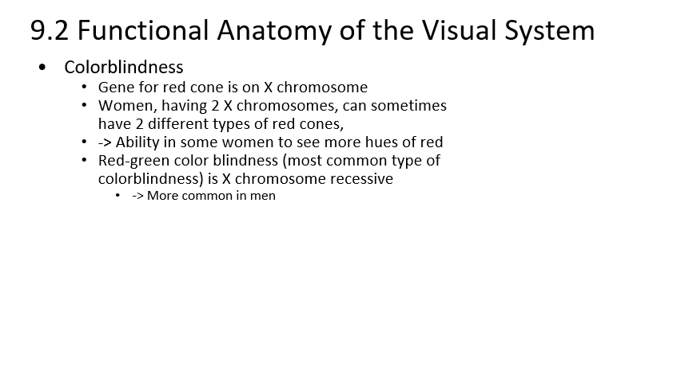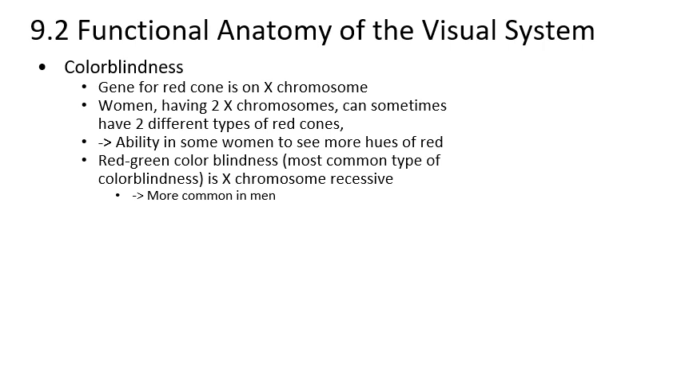So color blindness is something we're going to talk about later as well, but there's a gene for red cones on the X chromosome. So if you remember, women have the two X chromosomes, XX, so they can sometimes have two different types of red cones, different types inherited from different parents, which creates an ability in some women to see more hues of red compared to other women and men.